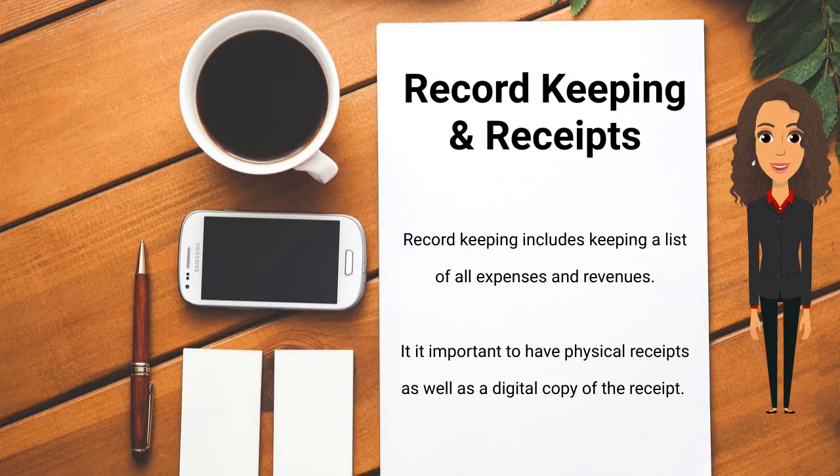Record keeping and receipts. Student organizations should maintain complete and accurate records for their finances and bank accounts. Record keeping includes keeping a list of all expenses and revenues for an organization. Templates for financial record keeping can be found online, or a physical book can be found at stores that sell office supplies. Your organization should keep all receipts from every transaction your student organization makes. Your organization should keep the physical receipts as well as make a digital copy of the receipt.